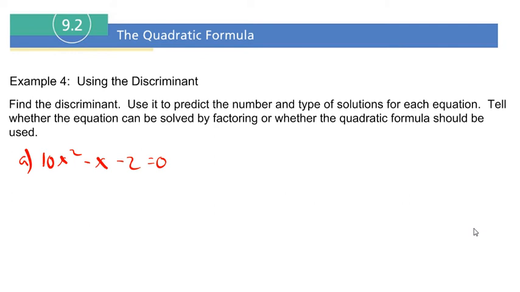Okay, so now let's go to example number 4, and we're going to be using the discriminant. A couple of things that we're going to do in this example. First of all, we're going to find the discriminant, and then we're going to use the discriminant to predict the number and the type of solutions for each equation. Okay, so we're going to be able to say how many solutions we're going to have and what type of solution based off of the chart that I showed you in the last video.